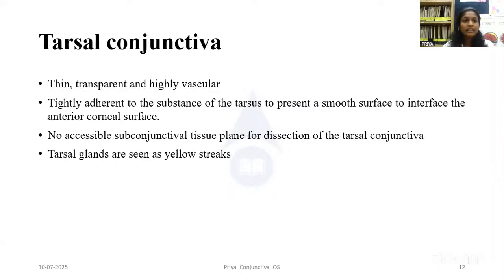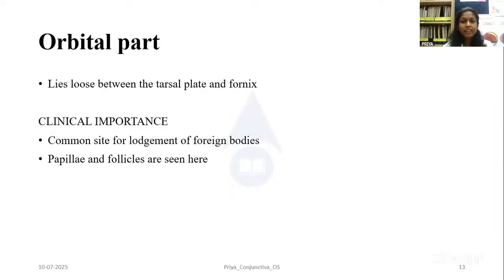Tarsal conjunctiva: thin, transparent, and highly vascular, tightly adherent to the substance of the tarsus to present a smooth surface to the anterior corneal surface. The tarsal part lies over the tarsal plate and is rich in goblet cells and accessory lacrimal glands, playing a major role in mucin secretion.